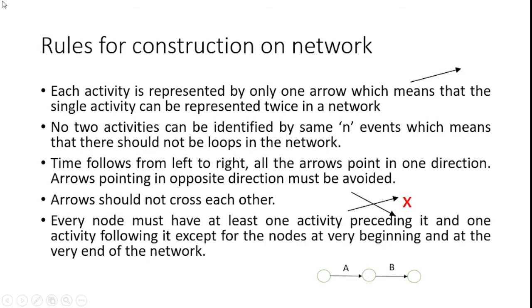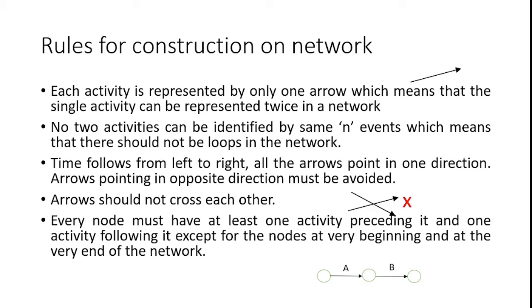Network structure drawing has its own rules. The rules for construction of a network, framing with nodes and activities: each activity is represented by only one arrow, which means a single activity cannot be represented twice in a network. This is the initial rule we should keep in mind. Also, no two activities can be identified by the same events, which means there should not be loops in the network.